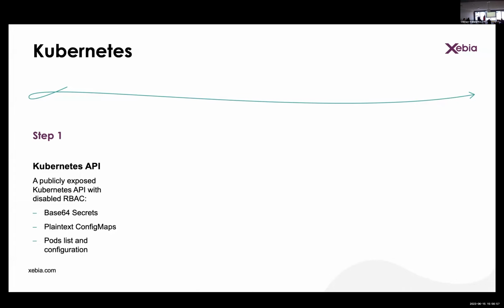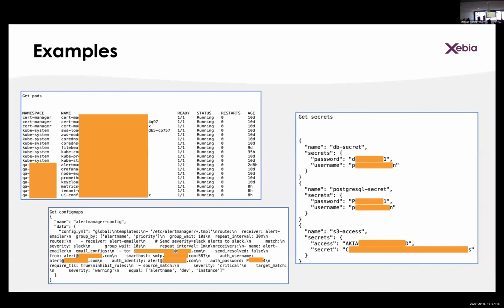And if you have access to the control plane, you can configure your kubectl and extract things like secrets. These secrets are base64 encoded, so easy to decode. Config maps, so the contents of configuration files that you use for your pods. And yeah, the list of all pods with the configuration of them. It looks like that. It's the output from my tool that already grabs everything.